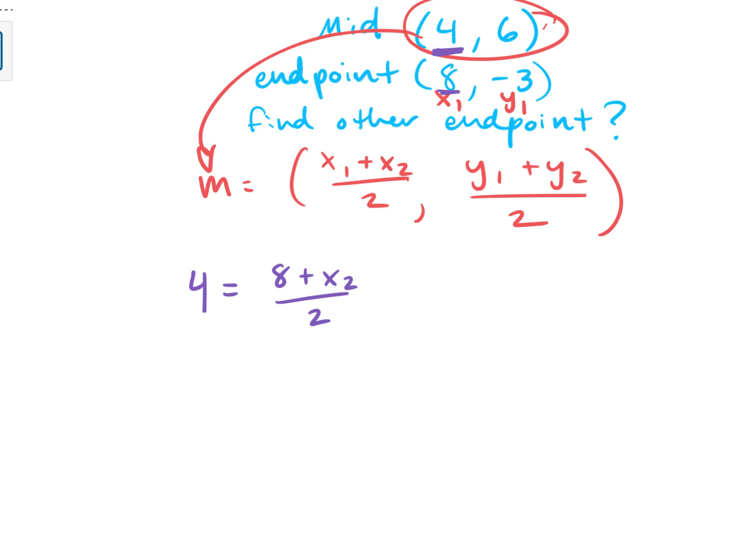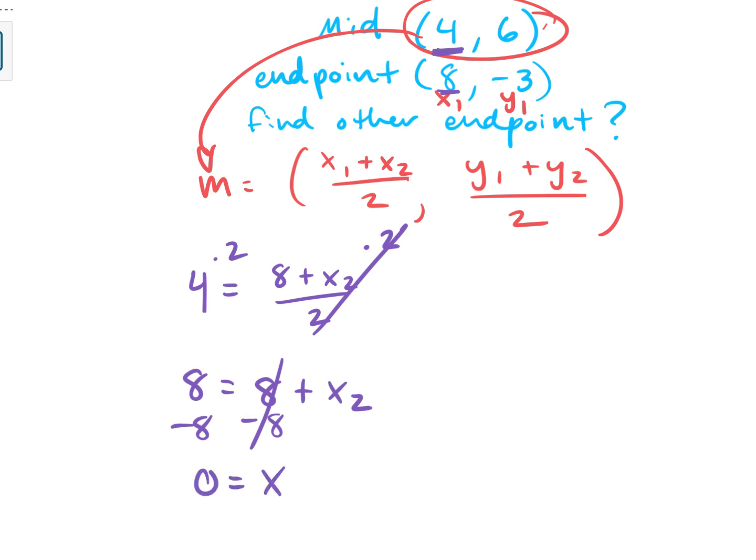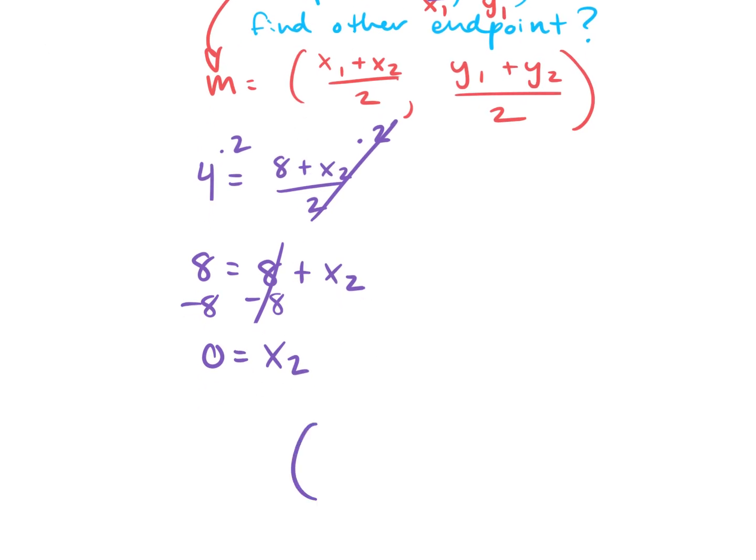So to solve for x, we want to multiply both sides by 2. So we get 8 is equal to 8 plus x2. We're solving for x2, so we subtract 8 on both sides, so 0 is equal to x2. So in our endpoint, the x is 0.